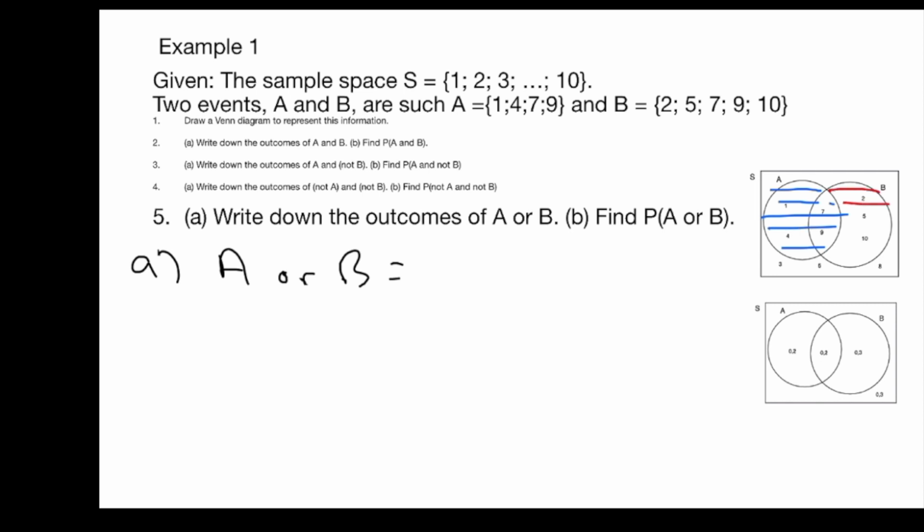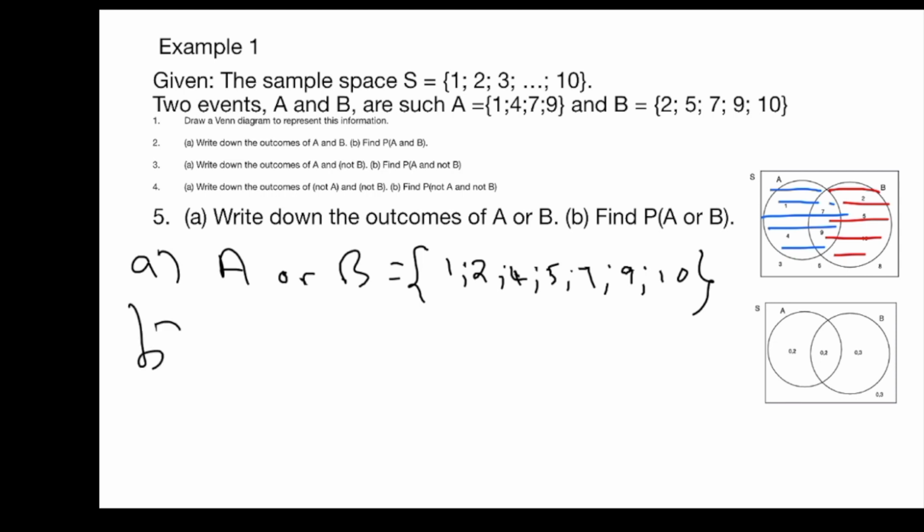A or B simply means everything that is in A together with everything that is in B. That is your set there. So you'll notice it's everything really except 3, 6, 8. So let's write that down. It's 1, 2, 4, 5, 7, 9, 10. It's just everything except the 3, 6, and the 8.